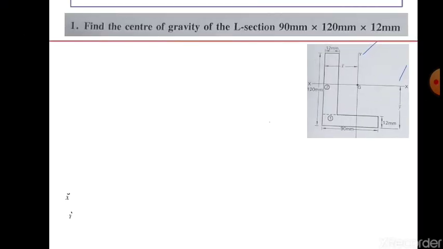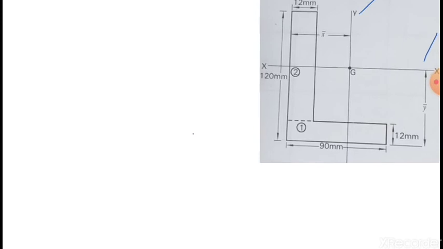So we'll try to solve it first. Now before starting to solve it, we have to divide this L section into two parts. Okay, if you can see in this image, we have divided it into two parts. The bottom portion is the first part, and the longer part of the body is the second one.